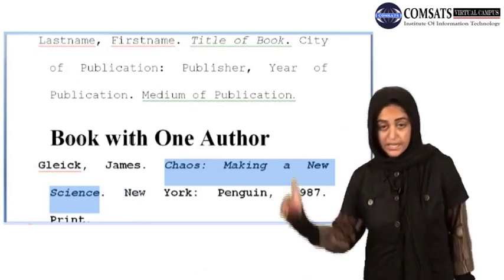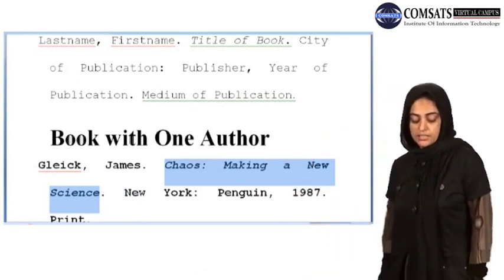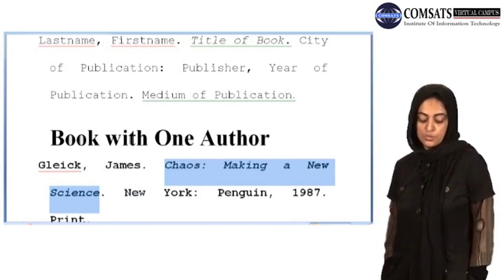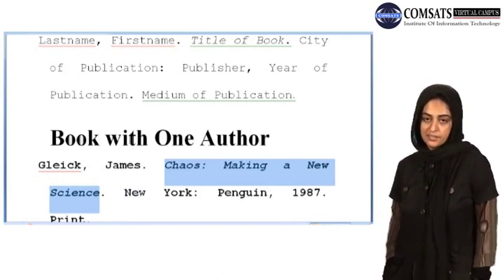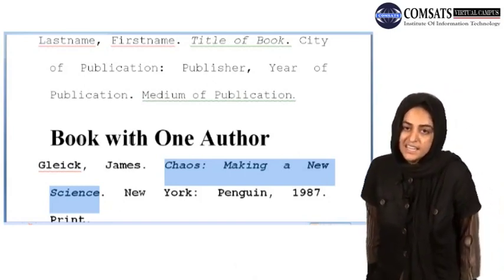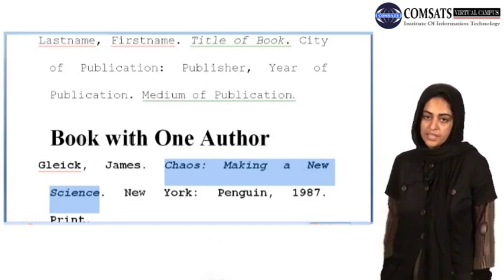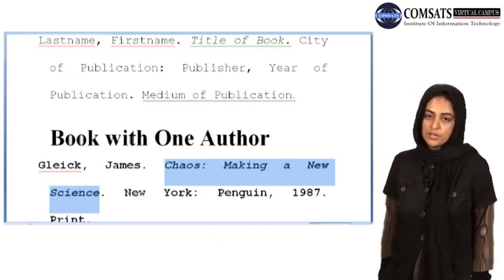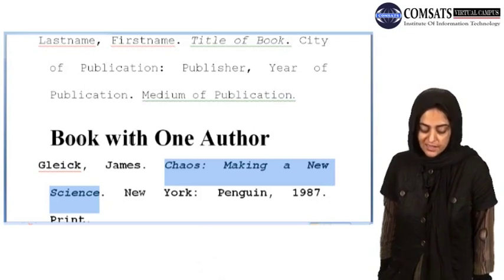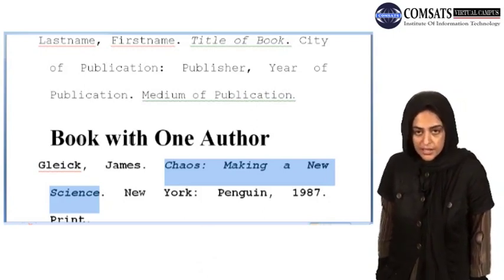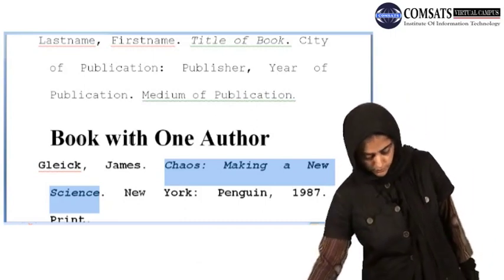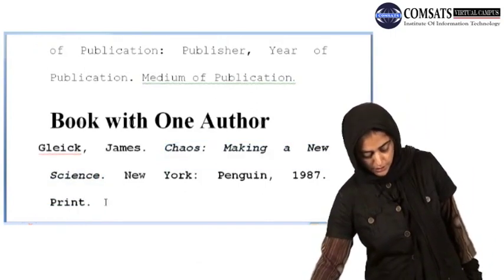This is the title of the book. Kindly have a look on the screen. Chaos: Making a New Science. Now this colon after Chaos is the part of the title of the book itself. It was not put over there by choice. So dear students, you can see that the title of the book over here is in italics. After that, dear students, a dot.